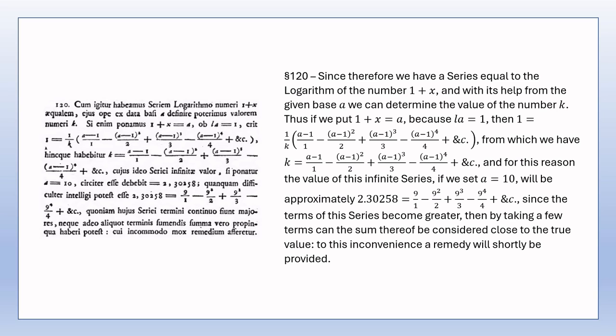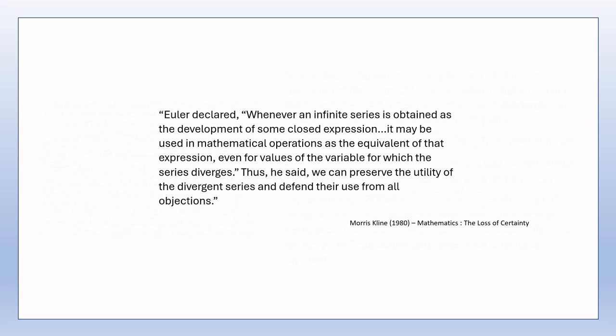If a equals 10, then x equals 9, which is not in the range of validity of the series derived. Only values in the range -1 < x < 1 are guaranteed to work. And at the risk of repeating what I've already said in a previous video, here's a quote from Klein. "Euler declared whenever an infinite series is obtained as the development of some closed expression, it may be used in mathematical operations as the equivalent of that expression, even for values of the variable for which the series diverges. Thus, he said, we can preserve the utility of the divergent series and defend their use from all objections."